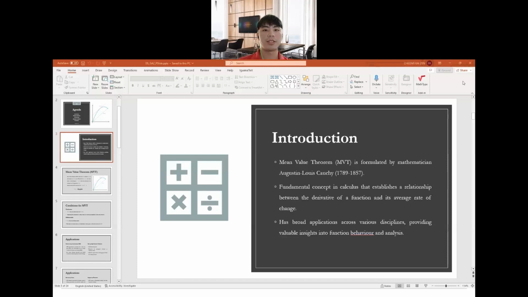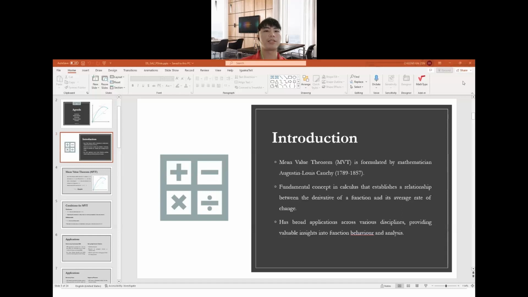My name is CHEONG and I am the next presenter. I am going to present the introduction of the mean value theorem. The mean value theorem was formulated by mathematician Augustin Louis Cauchy, who lived from 1789 to 1857. It is a fundamental concept in calculus which establishes a relationship between the derivative of a function and its average rate of change.